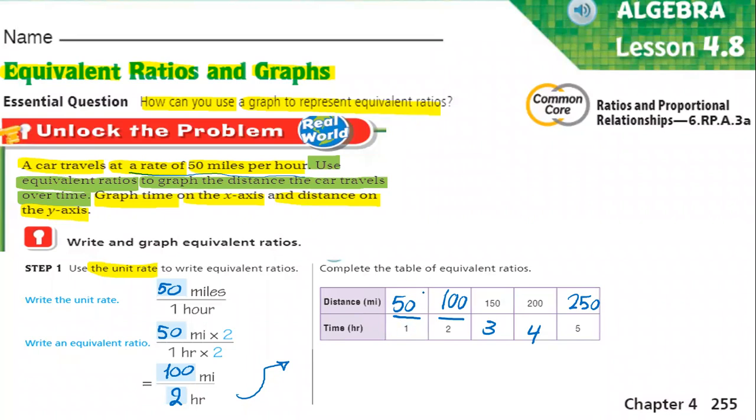The pattern here increases by 50, yes, plus 50 each time. That's right. So the pattern increases by 50, every time 50 plus 50.